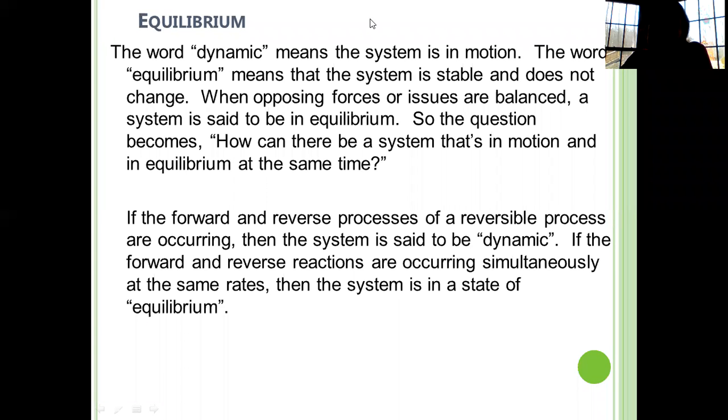Hello. Today is day 2 of Unit 14. We're going to talk about dynamic equilibrium.